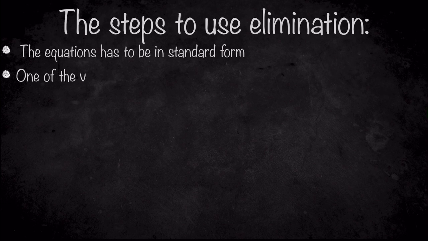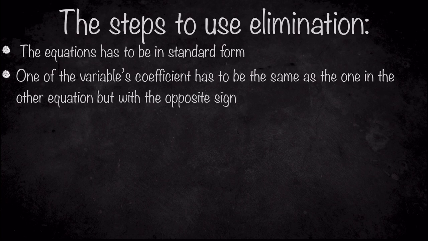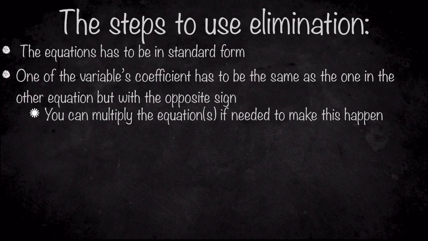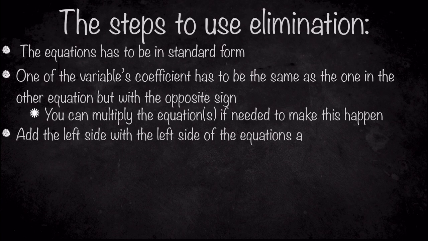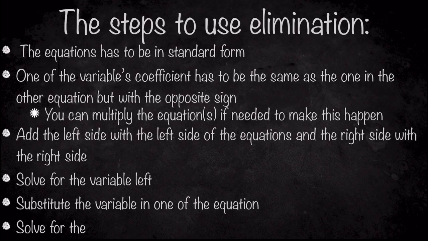So the next step, one of the variable's coefficients has to be the same as the one in the other equation, but with the opposite sign. Sometimes they might not always be, so you can multiply the equations if needed to make this happen. Now, after this is done, add the left side with the left side of the equations and the right side with the right side. Solve for the variable left, substitute the variable in one of the equations, and solve for the remaining variable. Then you will have your answer.